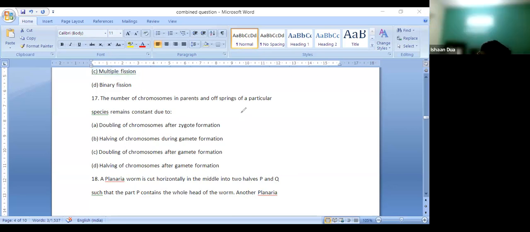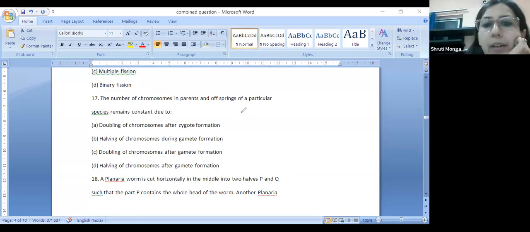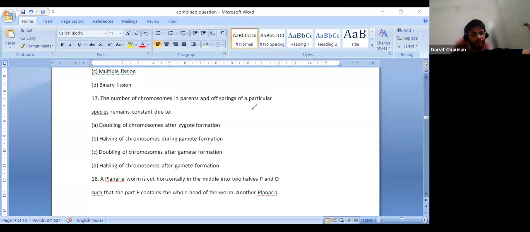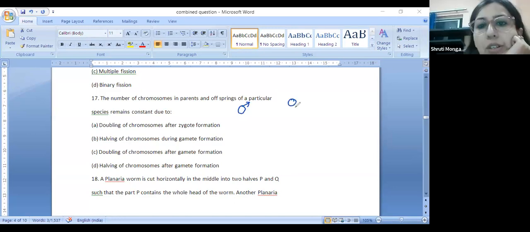I'm making a diagrammatic representation for this answer so that you can understand. Right. Now, this is a male gamete, right? And this is a female, for example.